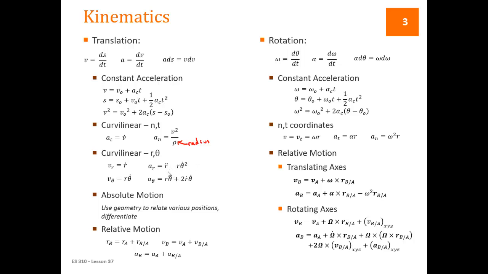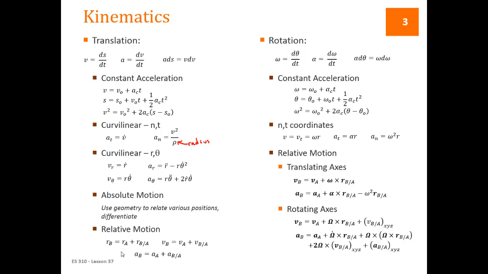And so if you think back to using r theta coordinates, that's where we found r and theta, r dot, theta dot, and r double dot, and theta double dot, and plugged all of those various expressions into our acceleration definitions. We looked at absolute motion at one point. So that was using geometry to relate the various positions, and then differentiating those relationships to find velocities. That was also where we looked at pulley systems. Then we looked at relative motion.